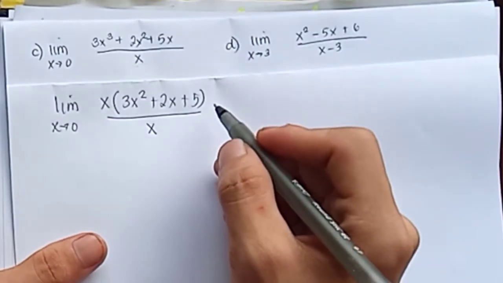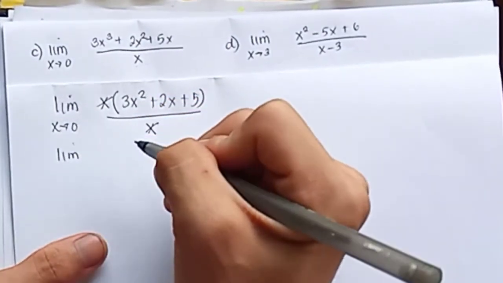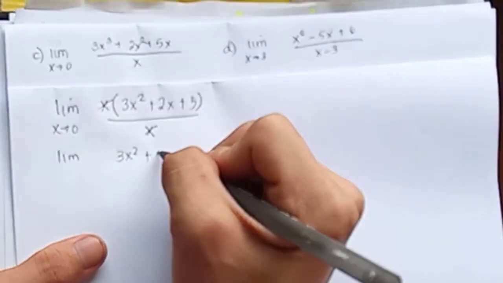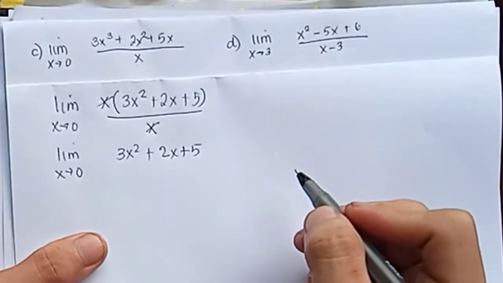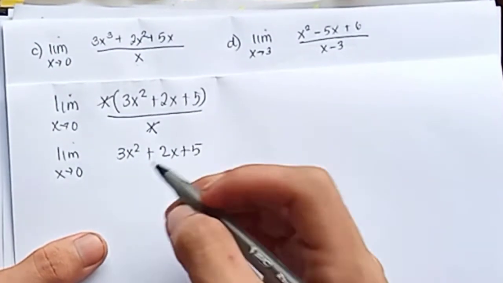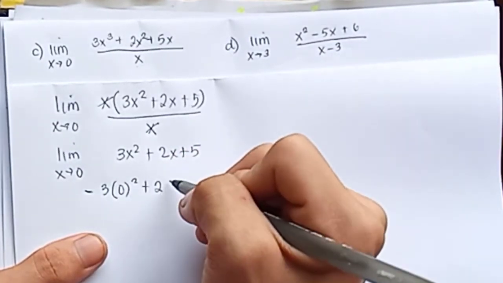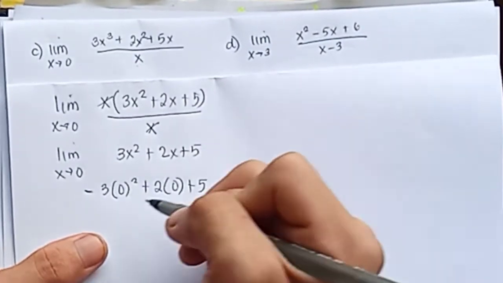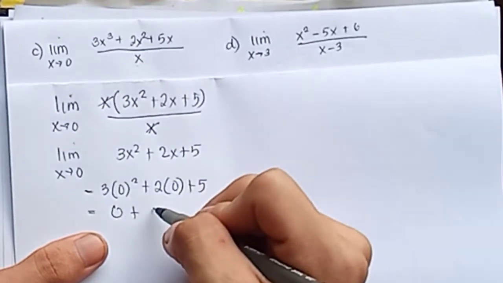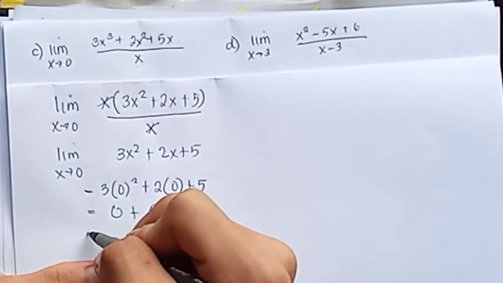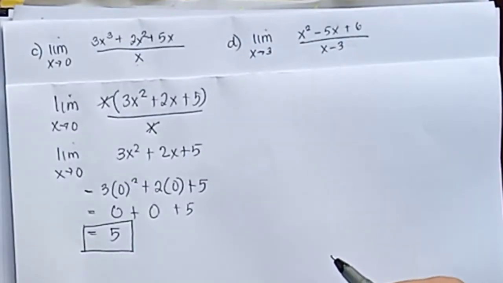So since may common factor tayo which is x, we can cancel it. So natira na lang natin is the limit of 3x squared plus 2x plus 5 as x approaches 0. This time, pwede natin i-plug in yung 0 sa x. So we have 3 times 0 squared plus 2 times 0 plus 5. So I can have 3 times 0 squared, that is 0, plus 2 times 0, that is 0, plus 5. And that is equal to 5. Therefore, the limit is 5.